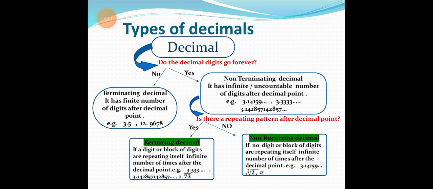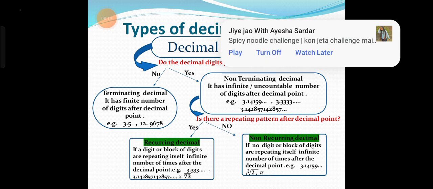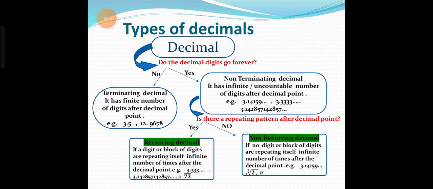3.9678. That means a terminating decimal is a number that ends after a finite number of digits after the decimal point, unlike non-terminating decimals, which have no end. Finite digits means they have a set number of digits after the decimal point, and unlike recurring decimals, terminating decimals do not have a repeating pattern of digits. So you can say these are decimals that have a finite number of decimal places.